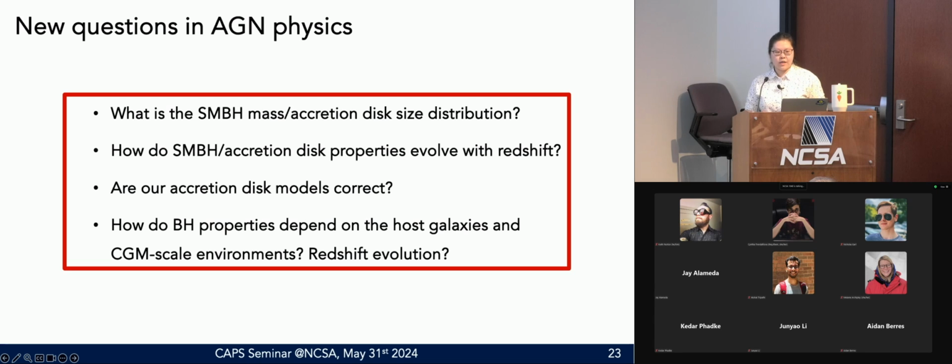For the first time, we can answer questions like, what is the distribution of supermassive black hole mass across redshift, or what is the structure of the accretion disk? Are our accretion disk models correct? And all these connections from black hole physics to galaxy evolution and formation.